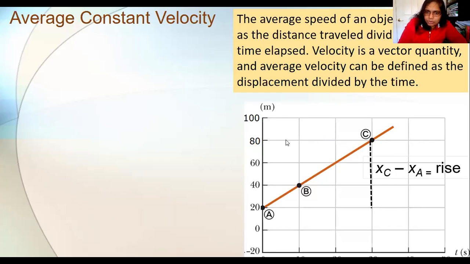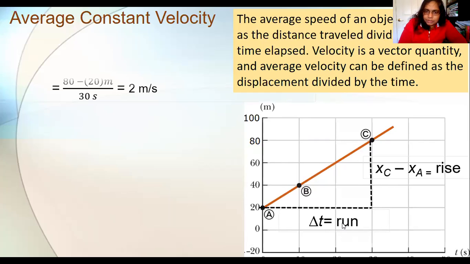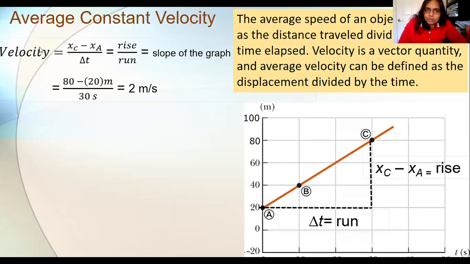So basically you need to know how to read the graph. Then this is the run. The run is the time difference. So in order for this object to rise by 80 minus 20, which is 60, this much time has been taken. So this is the run of this graph. So we can calculate the velocity, right? Velocity is the displacement over time. So here the displacement from A to C is the rise of the graph, divided by the time it has taken, which is the run of the graph. So rise over run, that's basically the slope of the graph, right?